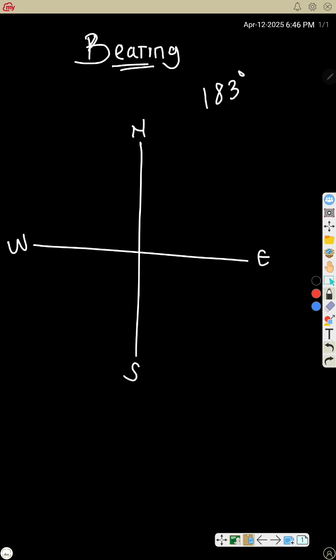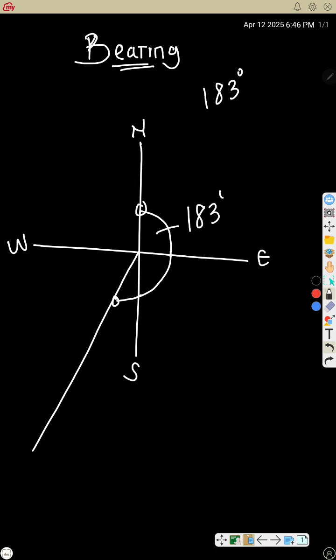Remember, I said angle in bearing, you start from north like this. So now let's see. Remember, from here to here is 90. To this place is 180. So 183 will enter this quadrant. That means from north to this place is 183 degrees. So that's it.